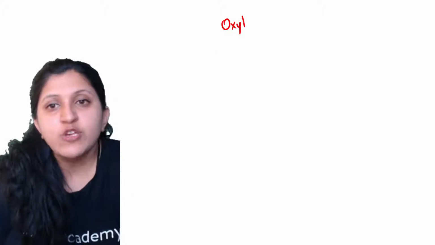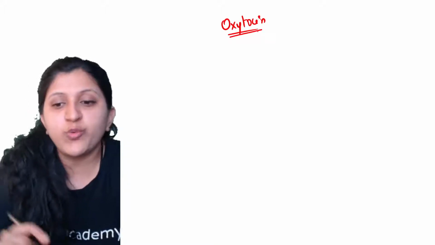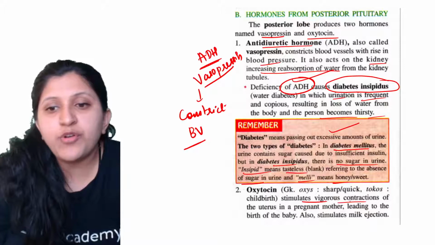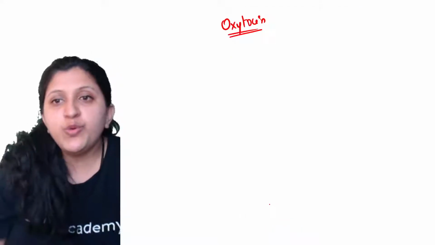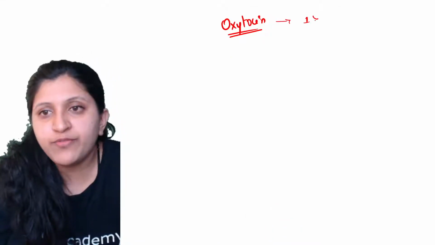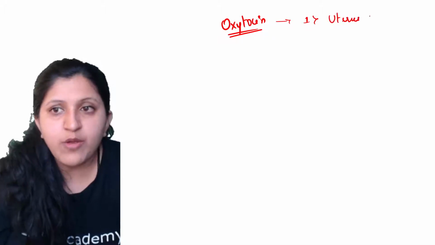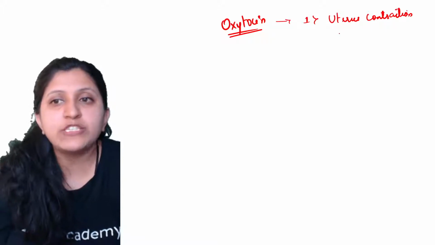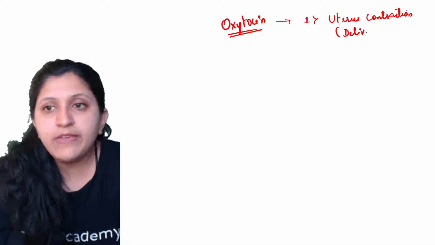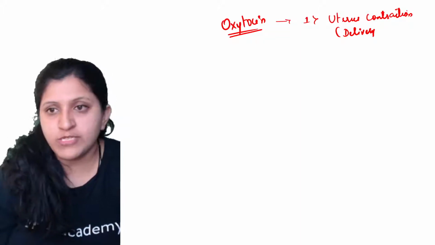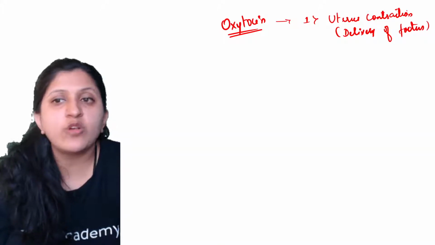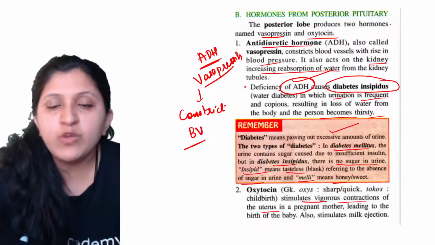Now, when oxytocin is released, it has two functions. What are the two functions? You can see that it stimulates the vigorous contraction of the uterus. So uterus contraction is one function. The uterus is going to contract with the help of oxytocin, and that is for the delivery, or the parturition process. Delivery of the fetus can occur only because of the oxytocin being produced or given.